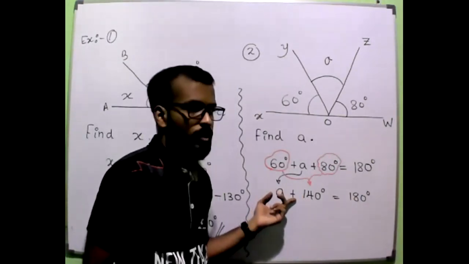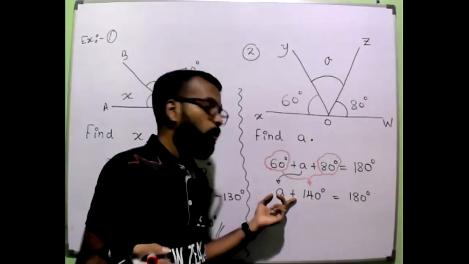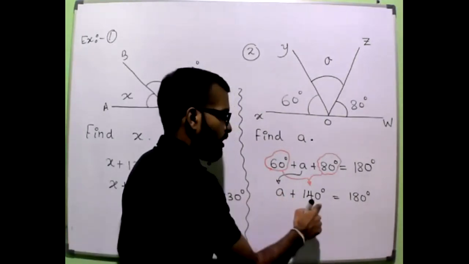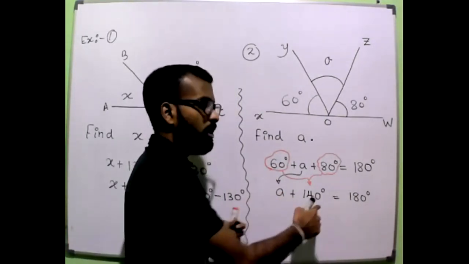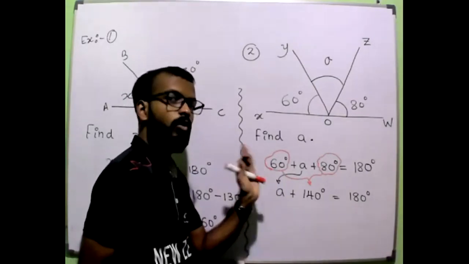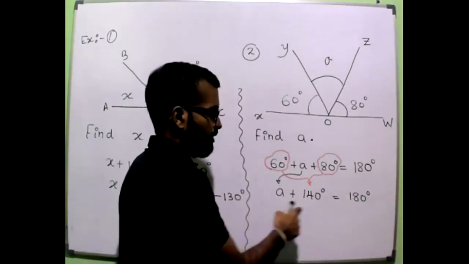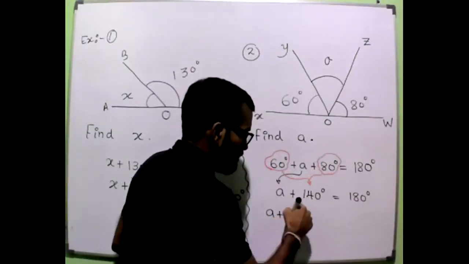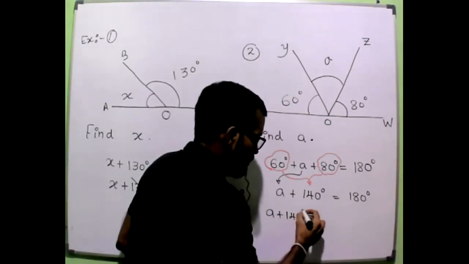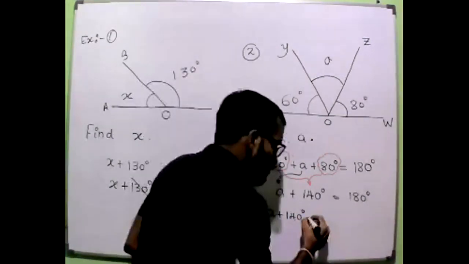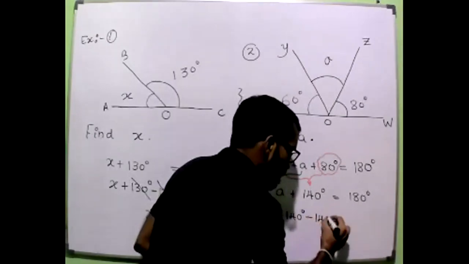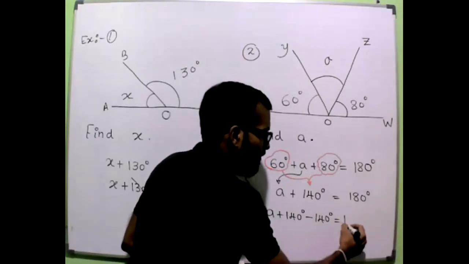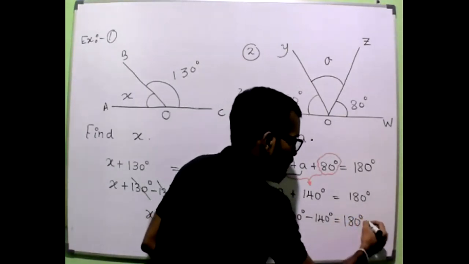Now it is here in positive. What is the opposite of positive? If you want to remove this plus 140 from your left hand side, what should you do? You should subtract it from both sides. So here a plus 140 degrees, I am going to subtract 140 degrees, negative 140, and I will do it to both sides.